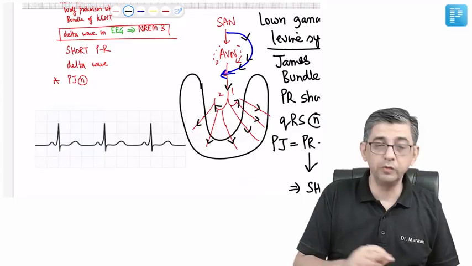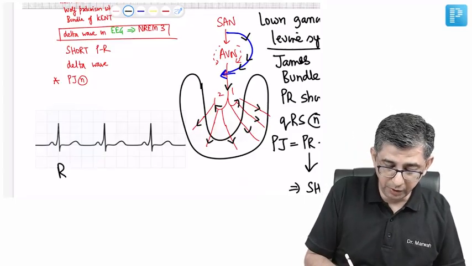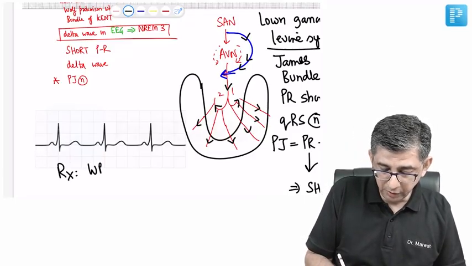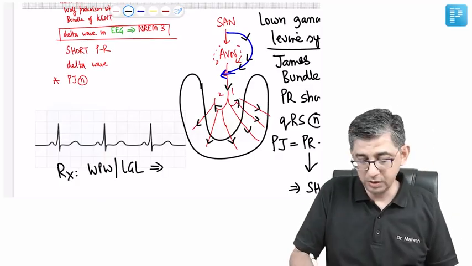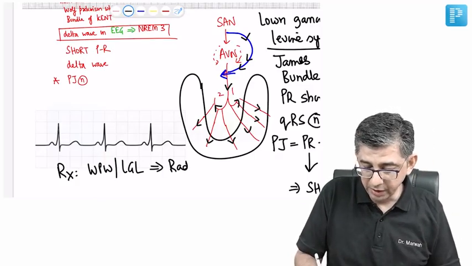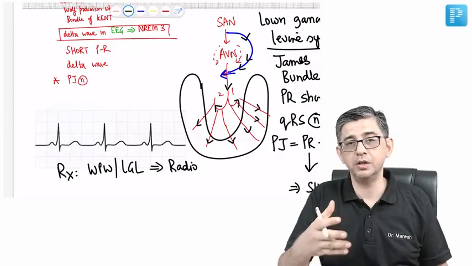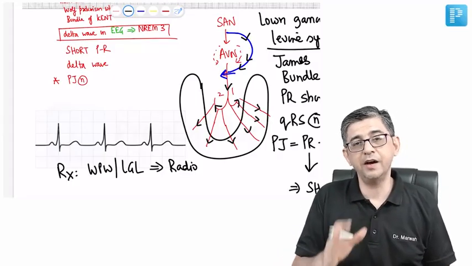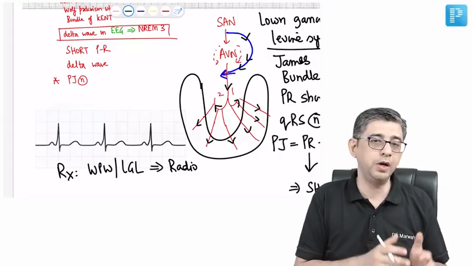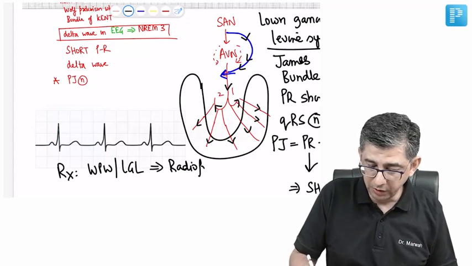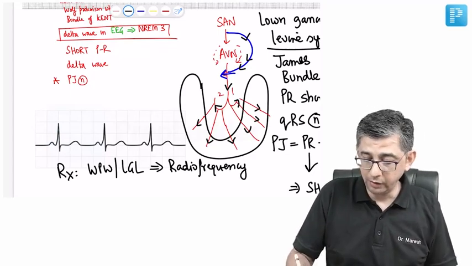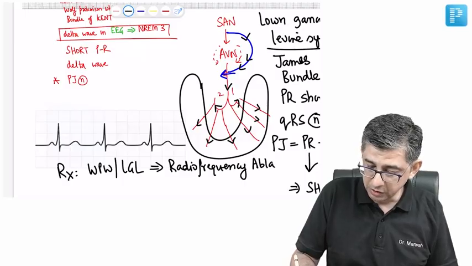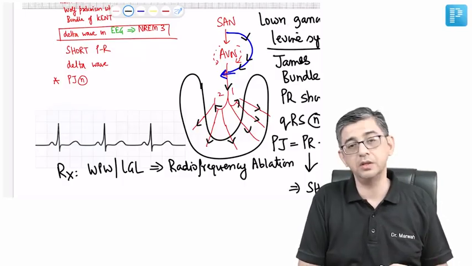The treatment of both of these conditions, I'll just write treatment part here. The treatment for WPW and Lown-Ganong-Levine syndrome is same. What is the ideal treatment? The ideal treatment is get rid of this abnormal conduction pathway. His heart is having two pathways. One is the normal one, one is the abnormal one. So what we can go ahead with in this patient is a radiofrequency ablation, which is the treatment of choice for this condition.